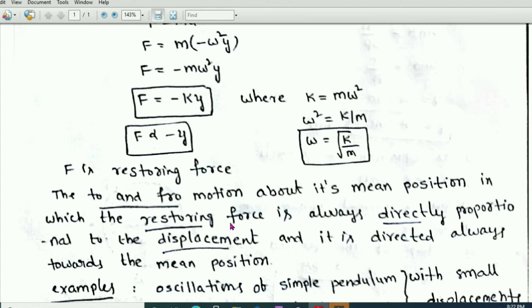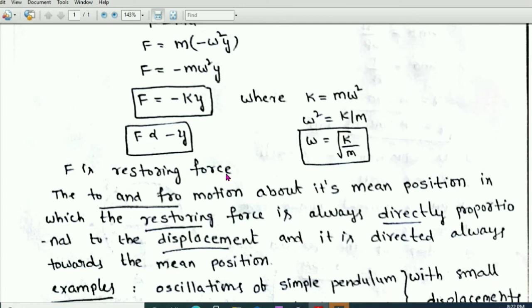The restoring force should always be directed towards the mean position, because what does restoring force mean? The force due to which the body regains its original configuration. So due to this restoring force, the body tries to move towards the mean position, because the mean position is its actual position.